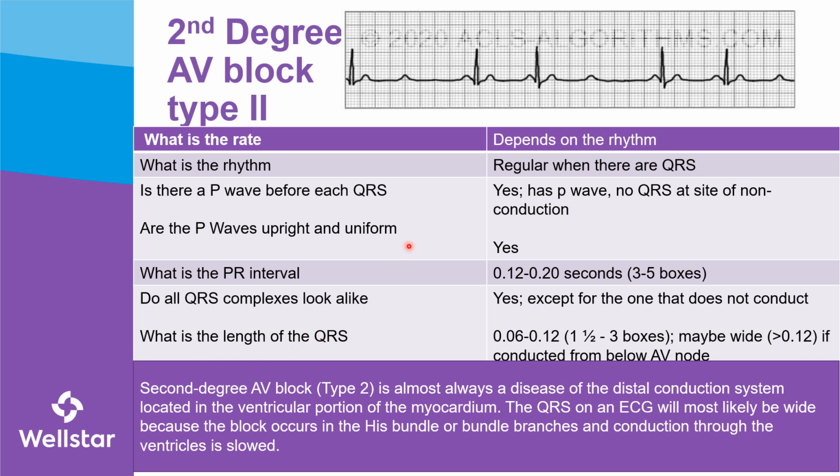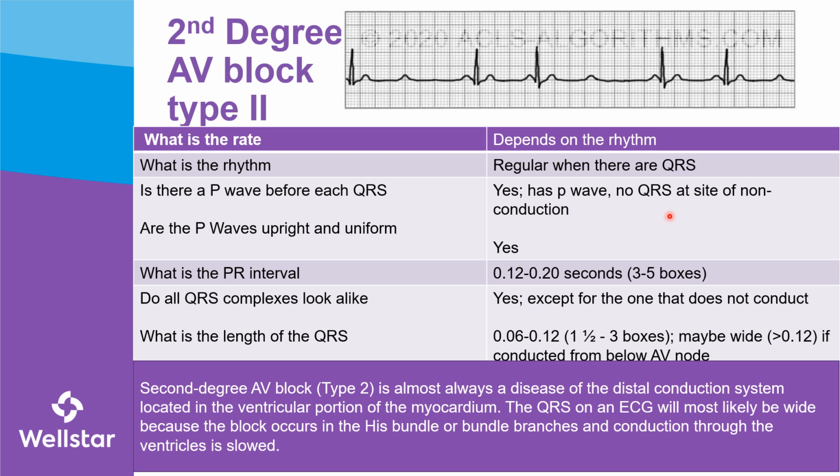Is there a P wave before each QRS? Yes, there is a P wave, however, there is no QRS at the site of non-conduction. Are the P waves upright and uniform? Yes, they are. What is the PR interval? For the most part, it is between 0.12 to 0.2 seconds. And do all QRS complexes look alike? Yes, except for the one that does not conduct. What is the length of the QRS? The QRS is 0.06 to 0.12.